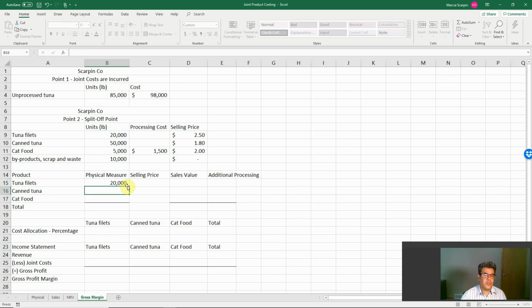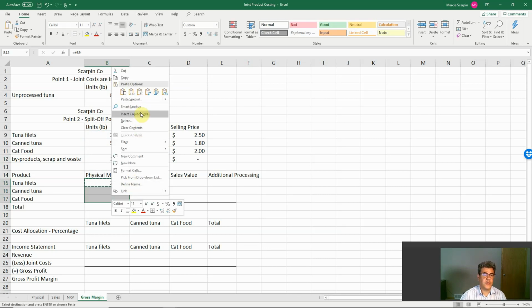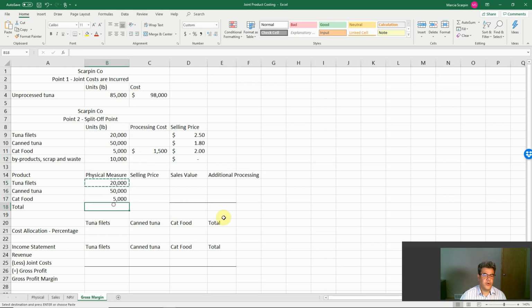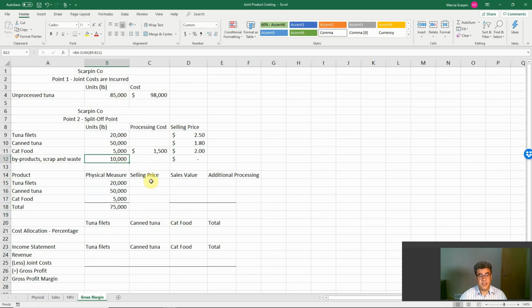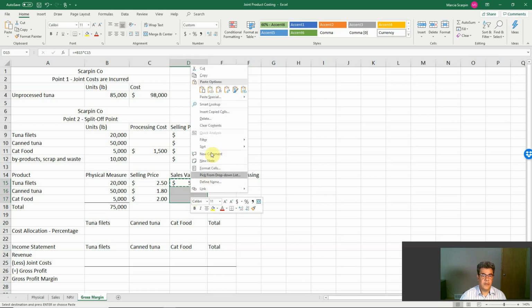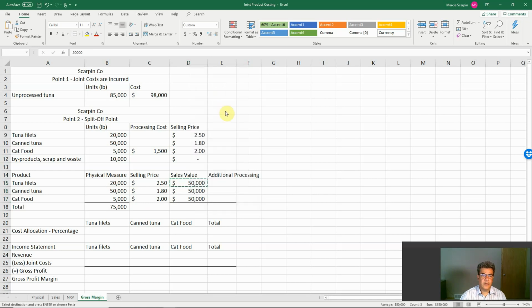Physical measure, 20,000 pounds for the first one. Let's do it here. Copy and paste our formula, and the total is the sum here, 75,000 instead of 85,000, because we will not be selling 10,000 pounds. Our selling prices are here, and our sales revenue is this one times this one. Copy and paste here, and the sum will be 140, if I'm not wrong, 150.